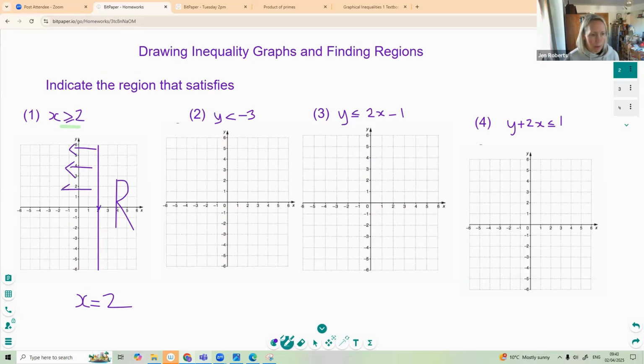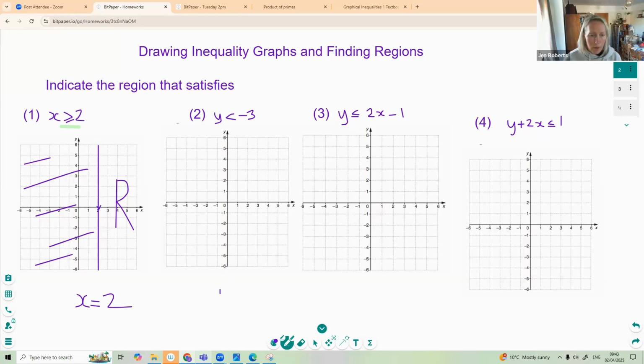Or draw arrows either way. There's a few different ways of doing this. We don't need this area here. I'm going to cross it out because here all these values are less than 2. So this is my region because all these x values bigger than or equal to 2. Now don't forget, if you've not got the equals on, we need a dashed line.